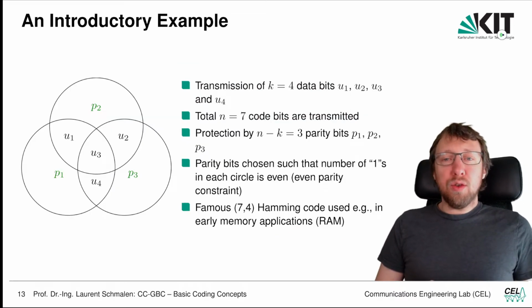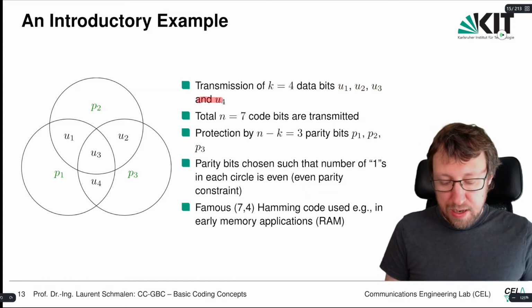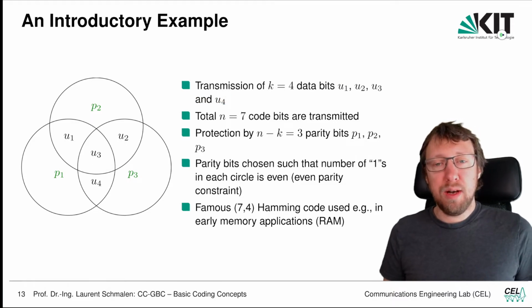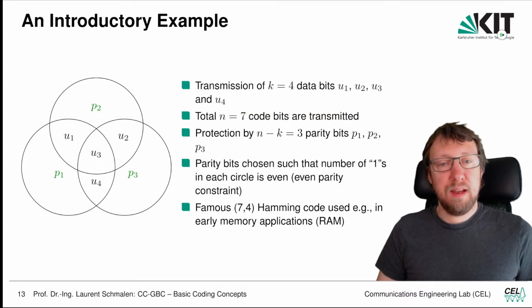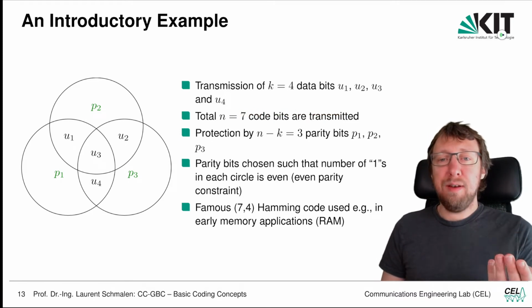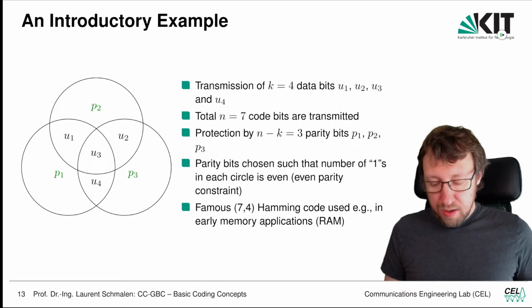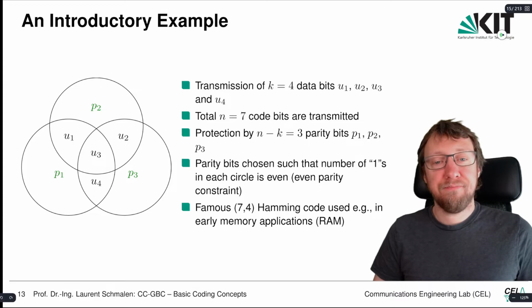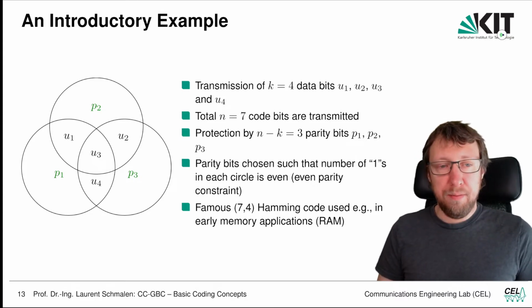So we would like to transmit 4 data bits, U1, U2, U3, and U4. And we use a total number of n equals 7 code bits for this. So we have 7 minus 4, 3 parity bits at our disposal to protect the data against transmission errors. So we have parity bits P1, P2, and P3.